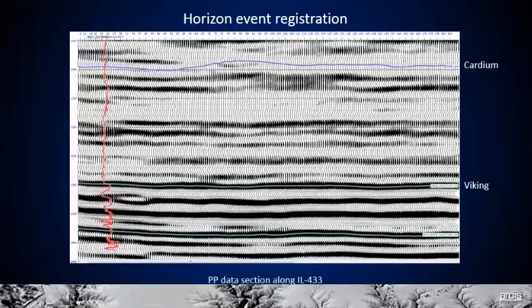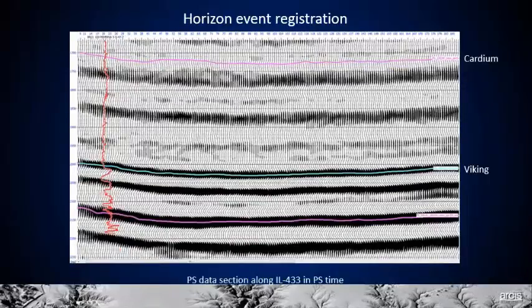And to do this, here I'm showing you a section from the PP data. And the horizons of interest, they are all picked up. We have the Cardium, Viking, and another one here. And the equivalent section from the PS data is shown here. And you notice there is that frequency content problem that Peter was alluding to. And Fred, it doesn't happen all the time. You get equivalent bandwidth for PP and PS.